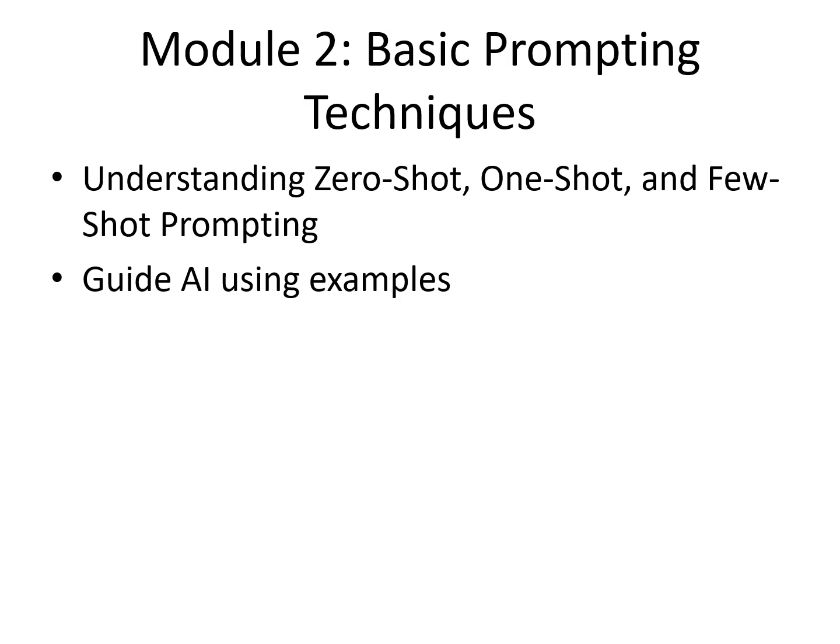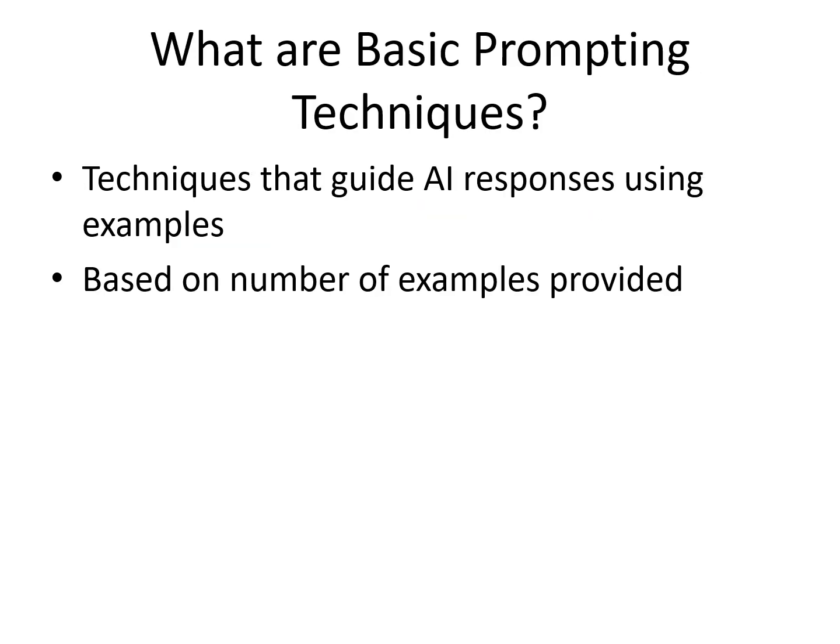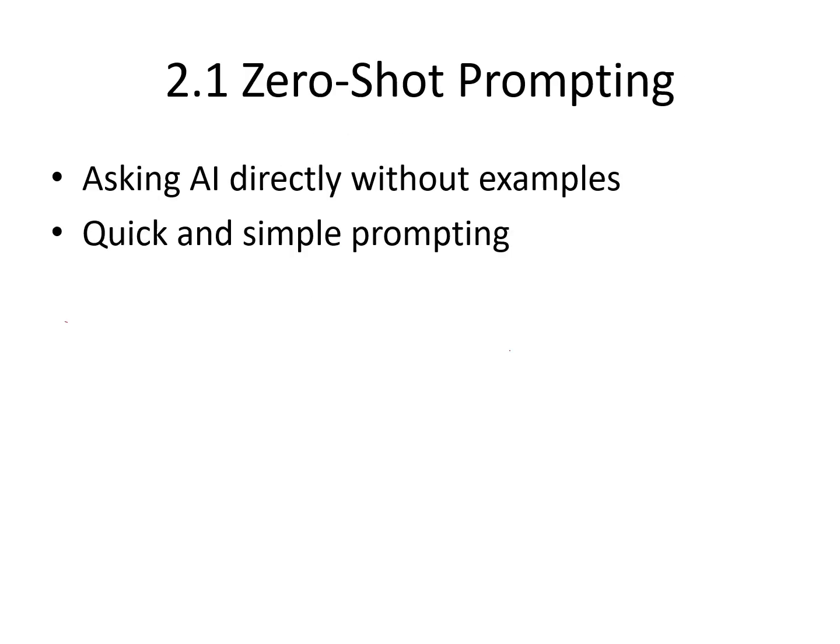In these techniques we will understand what zero shot is, what the one shot technique is, and few shot prompting techniques. Basically, these guide AI using some examples. So we are going to learn this. Our first topic, basic prompting techniques, are methods used to guide AI responses. They mainly depend on how many examples we provide to the model.